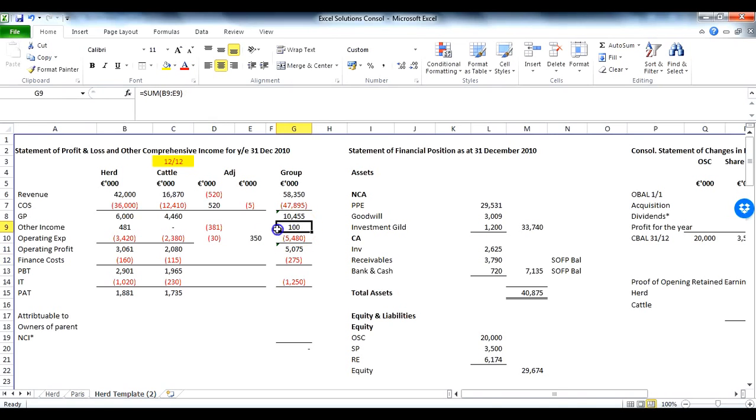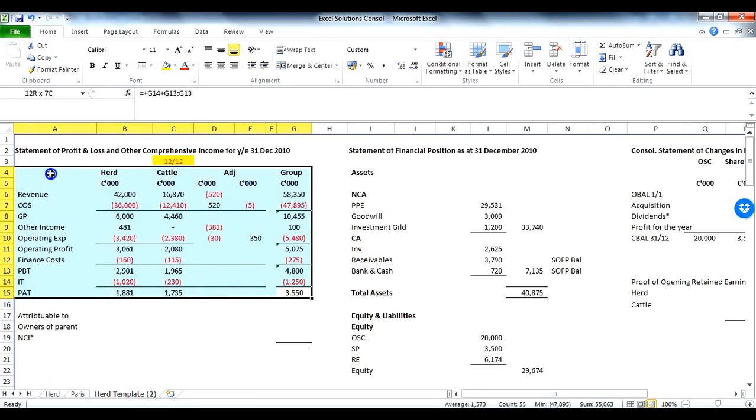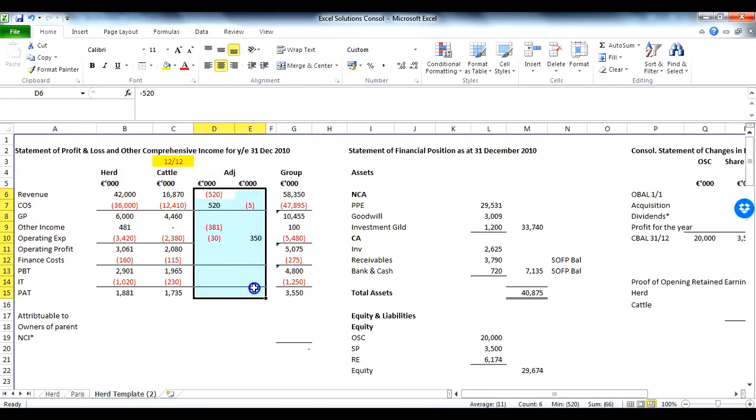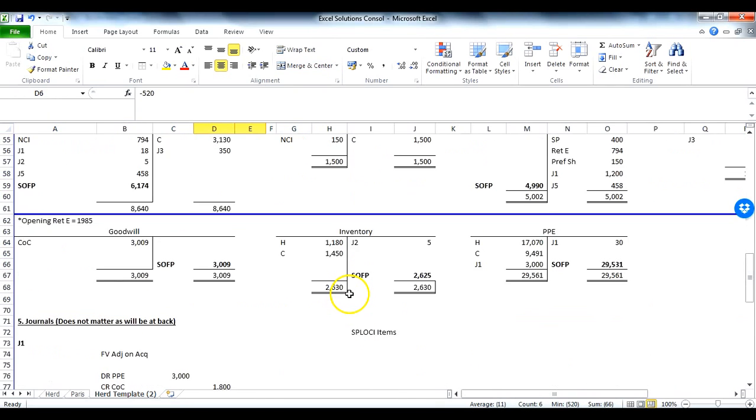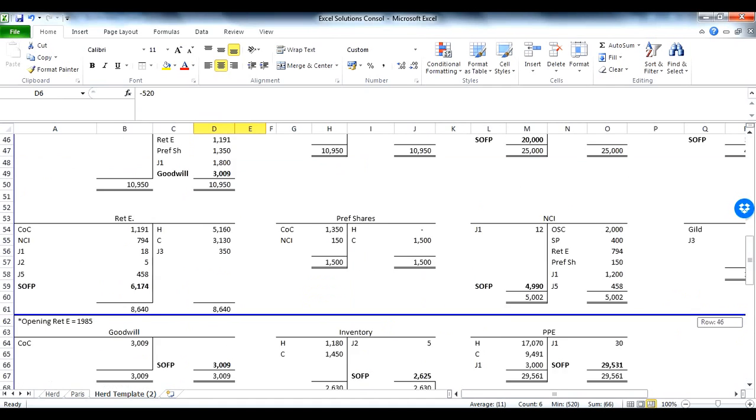And we've only other income left of 100, because of course that's from Guild; the rest was intergroup dividends. And we'll just work our way down. No adjustment for tax or finance costs, getting us to a group profit for the year of 3550. So down as far as here is fairly straightforward. Using your labeling system, you capture all the items that are labelled from all your adjustments.